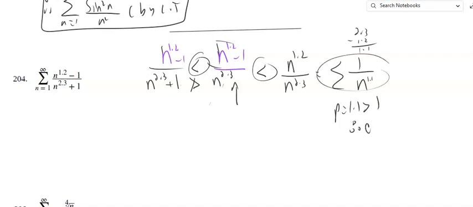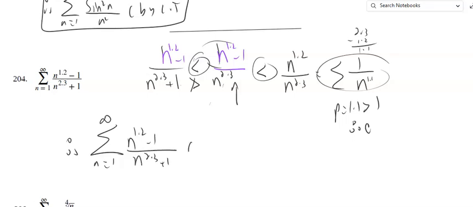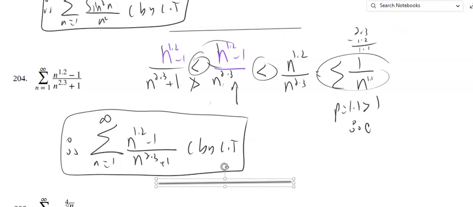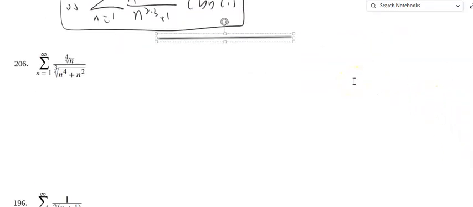If this converges and it's bigger than that, therefore the series n equal 1 to infinity, n to the 1.2 minus 1 over n to the 2.3 plus 1 converges by comparison test. Now again, in the second half of this section, we're going to learn about the limit comparison test. That's going to save you a lot of steps. It works just like the comparison, but there's a limit involved.